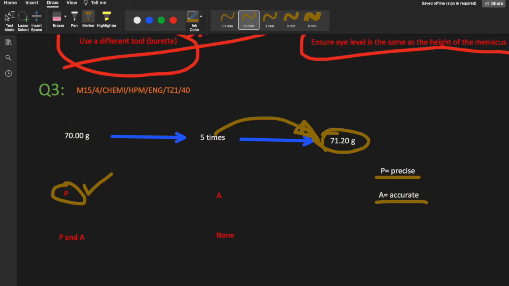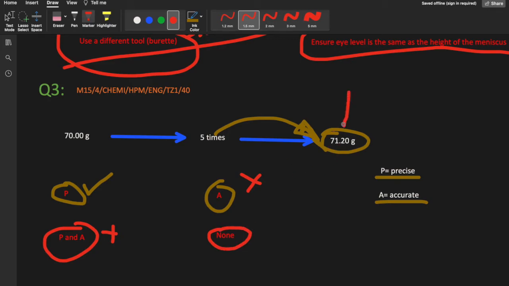So 70 grams is the accepted value, and the 5 times he measured the 70 grams, he got 71.20 grams. So there's almost no difference between each trial he did. So that's why the results are precise. They are not accurate because they aren't close to the accepted value. They can't be both because they're only precise, and they can't be none because the results are really close to each other because they are basically the same result. So they aren't none. The answer would be precise here for this question.